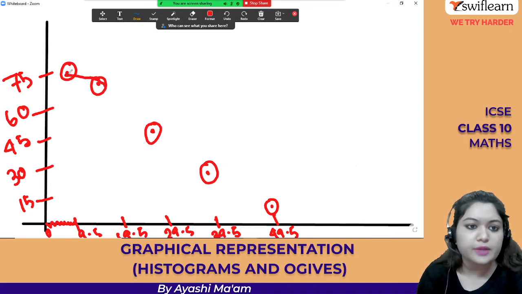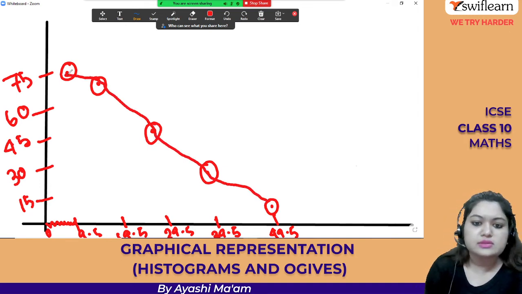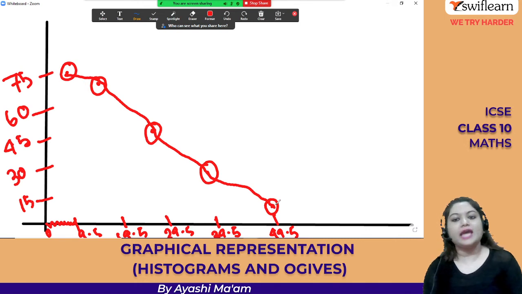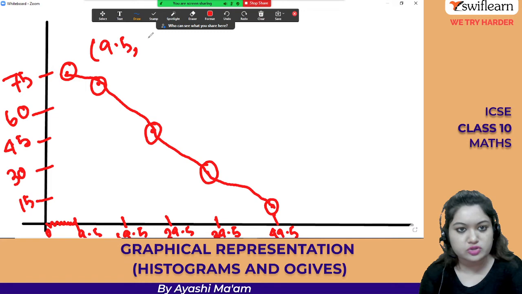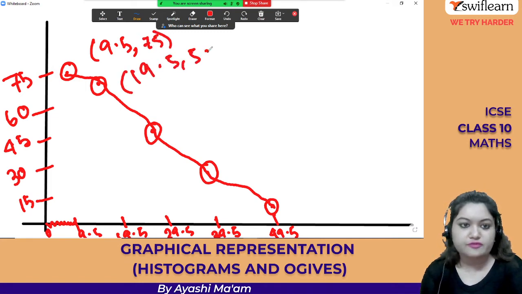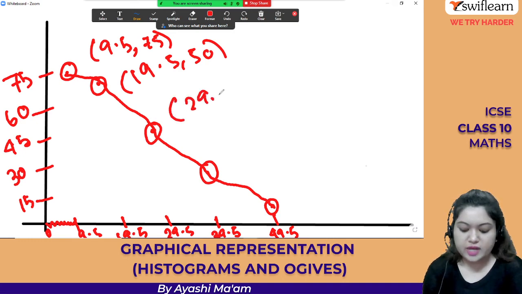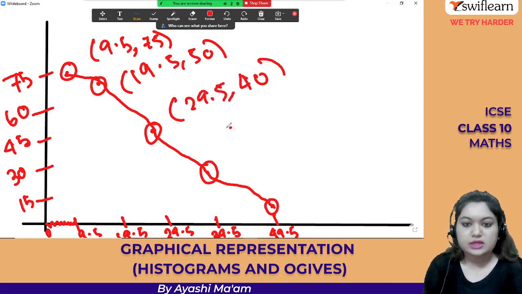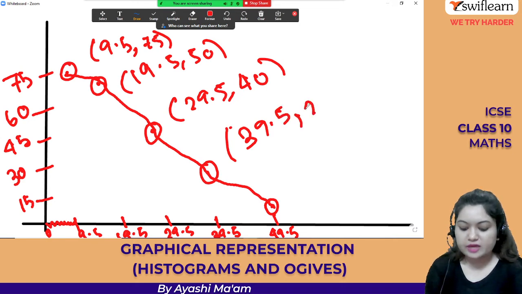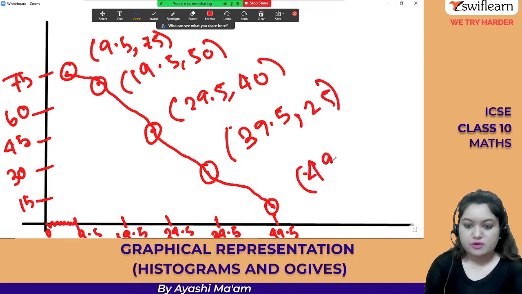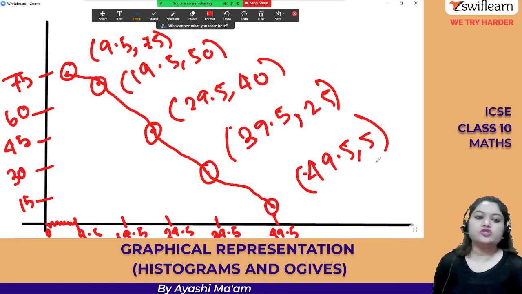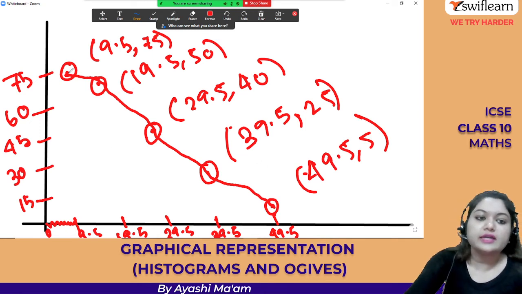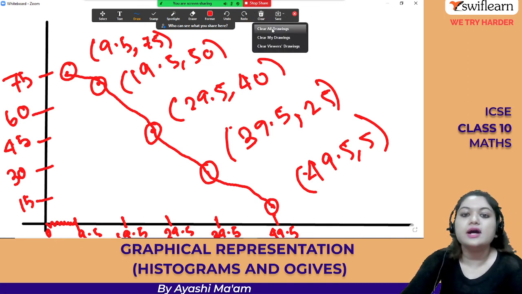Now you can simply join these points, and this will be your more than type ogive, right? Also don't forget to write down the points also. So like 9.5, 75, 19.5, 50, 29.5, 40, 39.5, 25, 49.5, 5. Okay, so this is your more than type ogive, and you can see that the curve is starting from the top and moving towards the bottom.